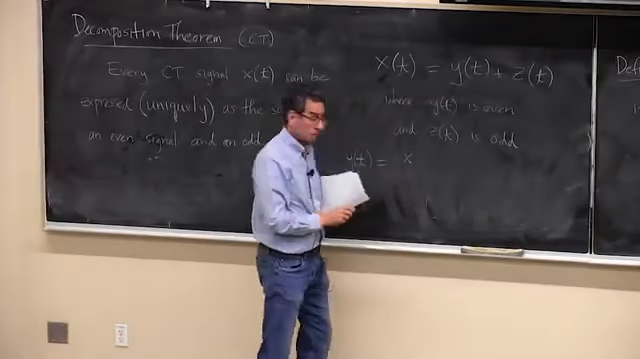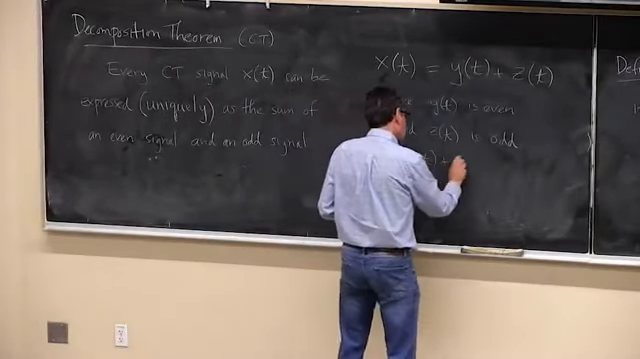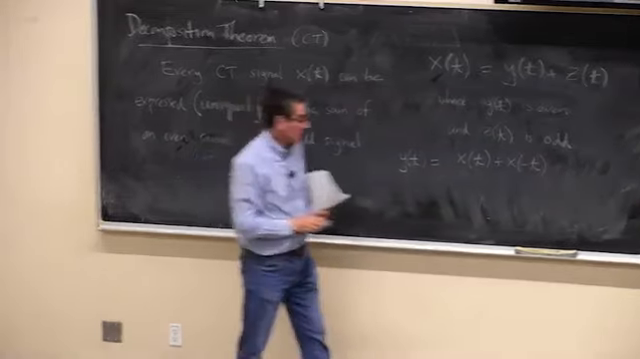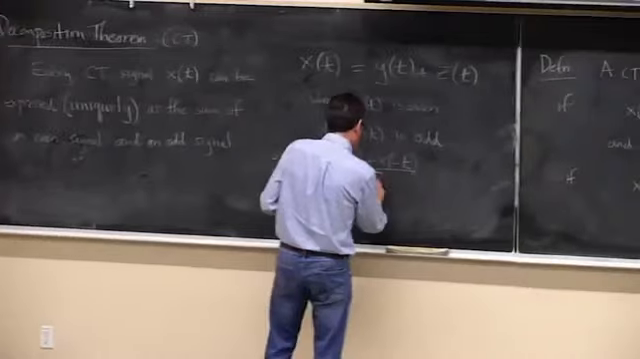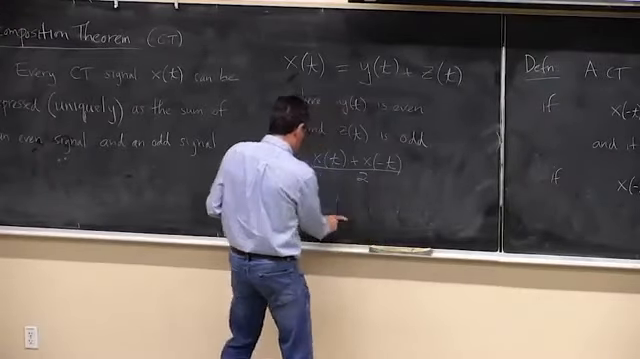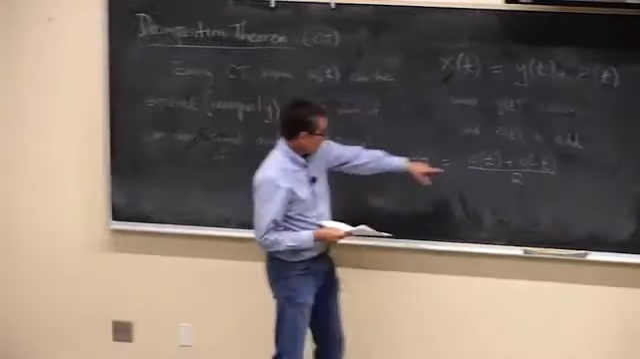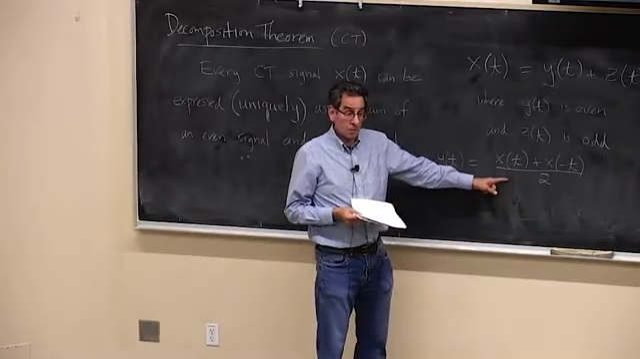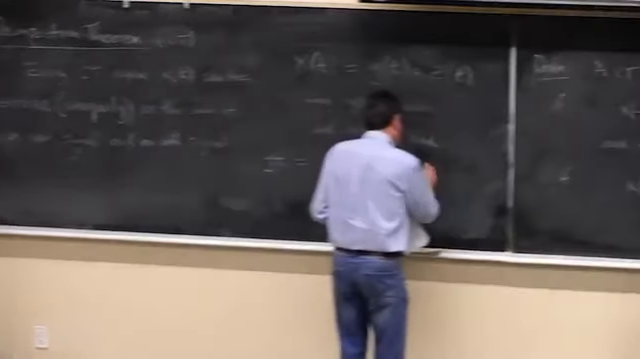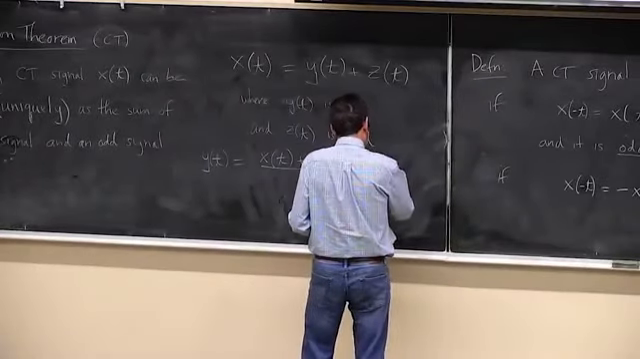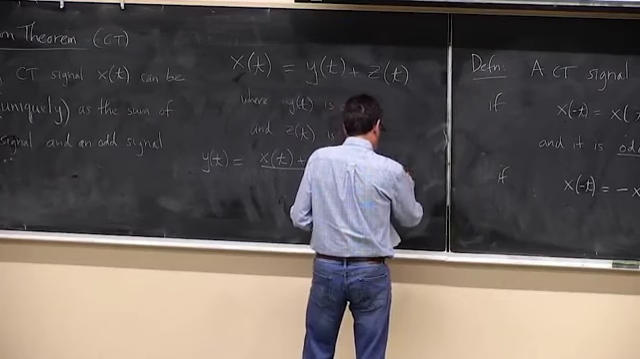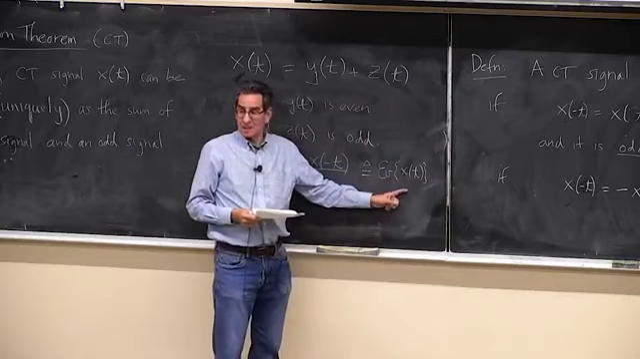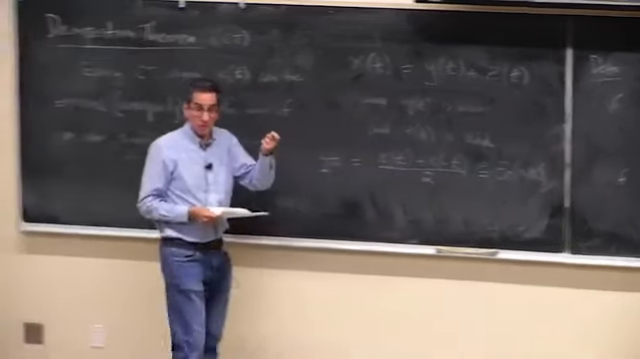it's got to be an even signal. So we take x of t, we add x of minus t, and divide by 2. Now you can check that if I plug in minus t for t, I get the same thing. So it's an even signal. And this is actually called the even part of x of t. And it's usually written as EV of x of t. So it's the even part of the signal.